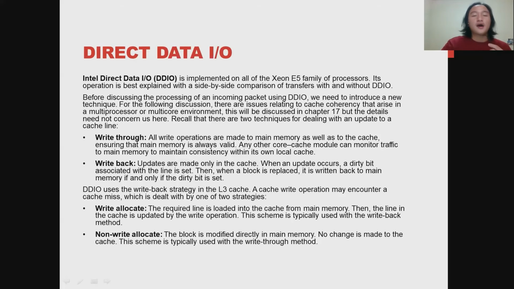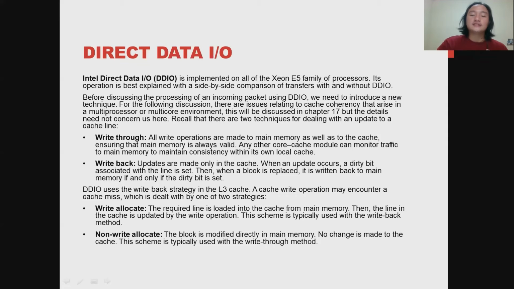Direct Data Input-Output. Intel Direct Data I/O, DDIO, is implemented on all of the Xeon family of processors. Its operation is best explained with a side-by-side comparison of transfers with and without DDIO. Before discussing the processing of an incoming packet using DDIO, we need to introduce a new technique for the following discussion. There are issues relating to cache coherency that arise in a multicore environment.